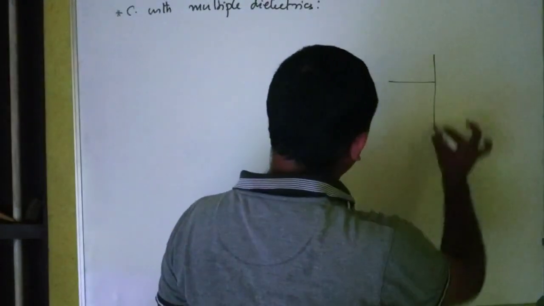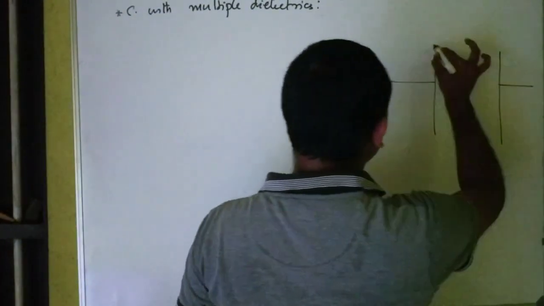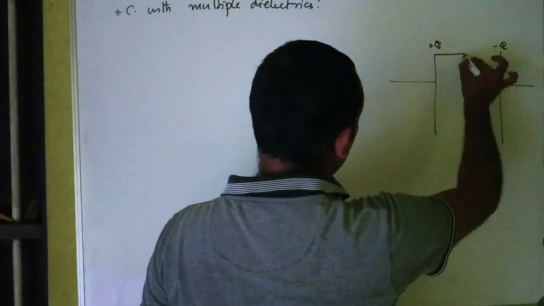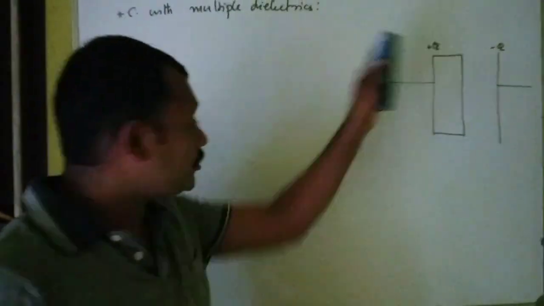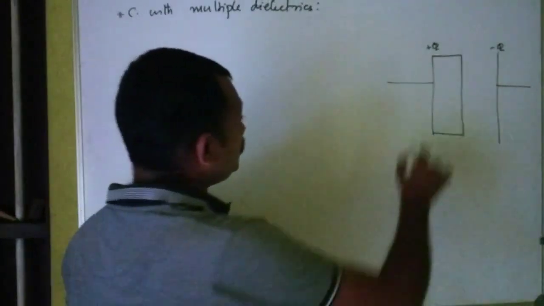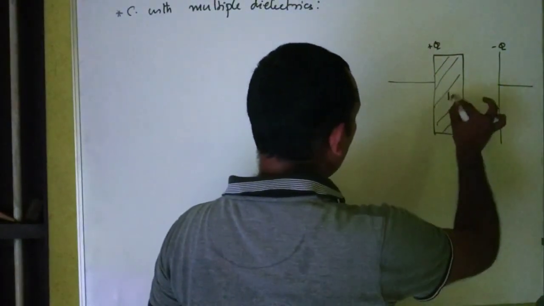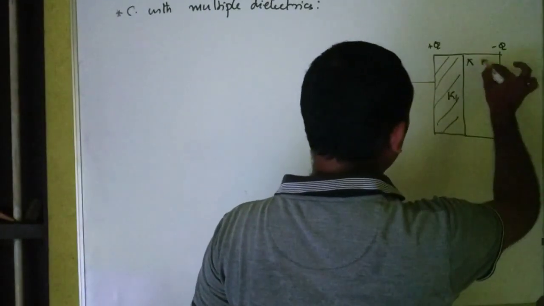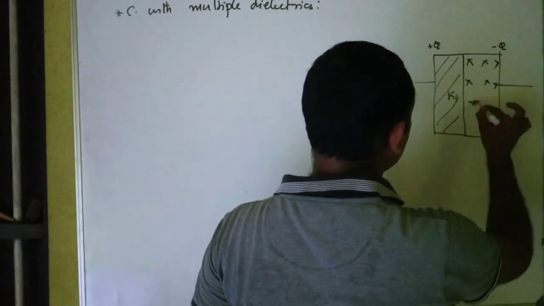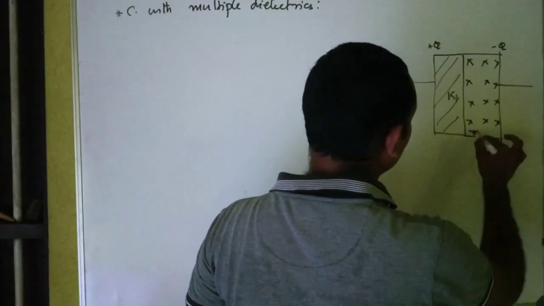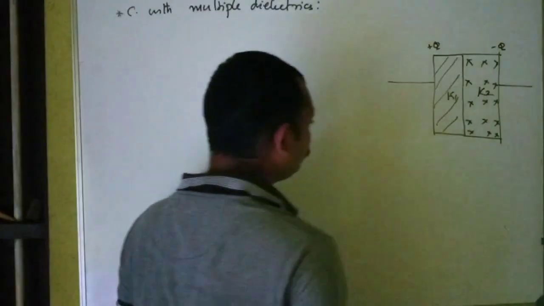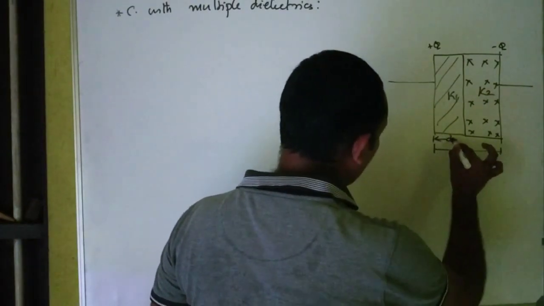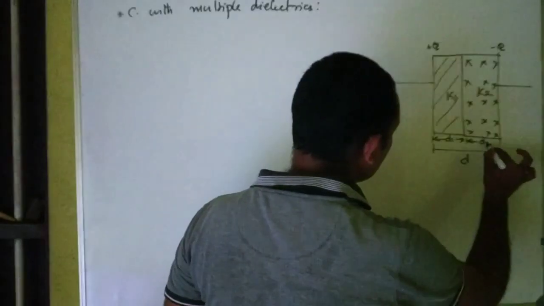Let me consider the plates of a parallel plate capacitor. This plate carries a charge plus Q, this plate carries a charge minus Q. Now I'm going to have more than one dielectric. For the moment I will restrict my discussion to two dielectrics. Consider one dielectric of constant K1 and the other dielectric. So I will put a mark to differentiate them. Dielectric constant is K2. Let the separation between the plates be D such that this separation is D1 and this separation is D2.